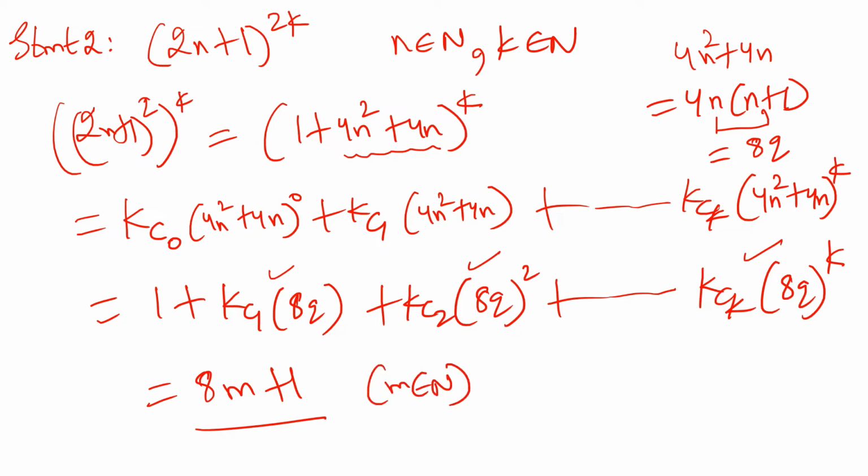Why I'm saying natural number? Because kC1, kC2 and so on up to kCk, they are all natural numbers. So finally we have proved that whenever we divide this expression (2n + 1)^2k by 8, it will always leave the remainder as 1.